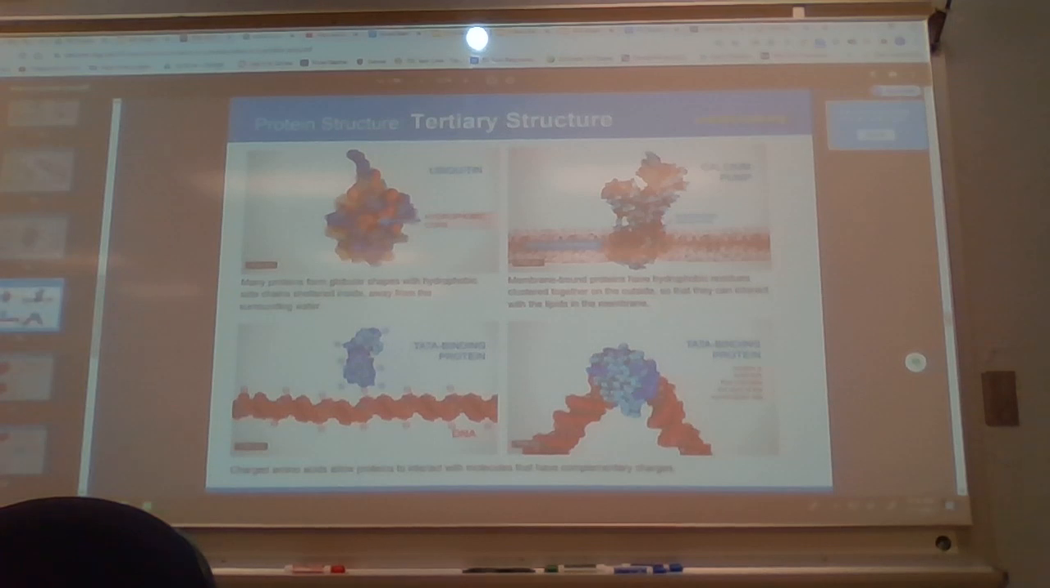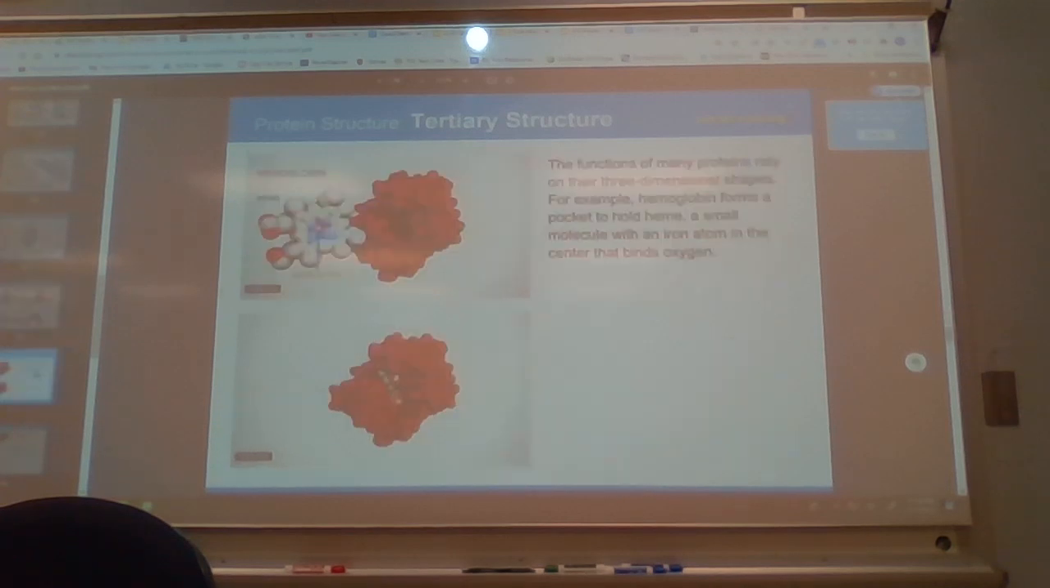So here's a couple examples of what proteins look like. Here's one tertiary shape. Here's another tertiary shape. So that tertiary level is what really gives unique proteins their unique structures. So all proteins have helices or pleated sheets, but every individual protein has a unique tertiary structure, and that allows it to do a particular function. Okay, so there's hemoglobin.